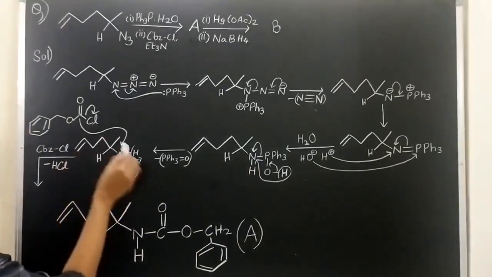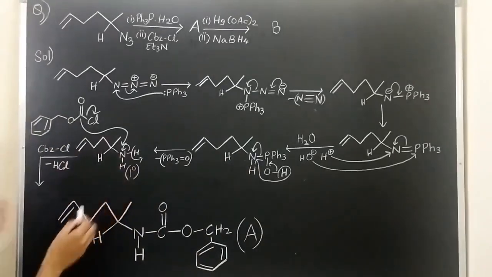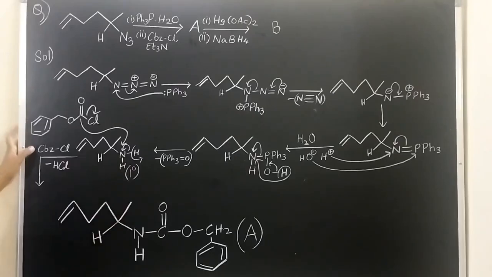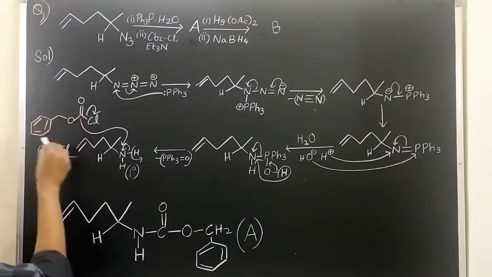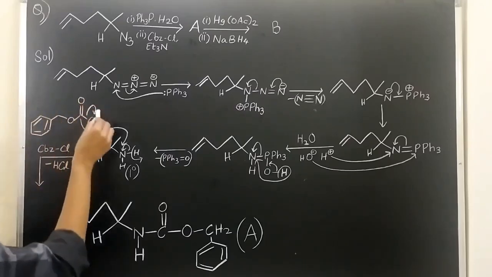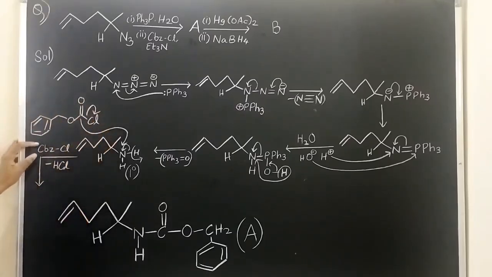Now here, protection of amine is taking place using CbzCl. So this is the structure of CbzCl. So this is the benzyl group and this is an oxygen. So benzyl oxycarbonyl chloride. So this is the name of CbzCl, that is benzyl oxycarbonyl chloride.